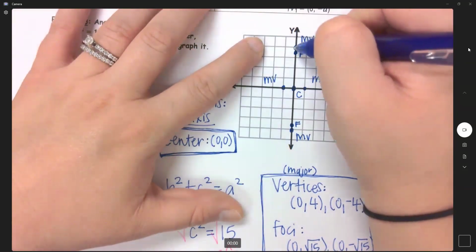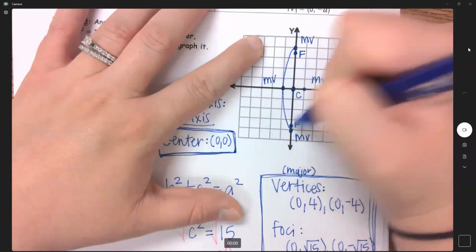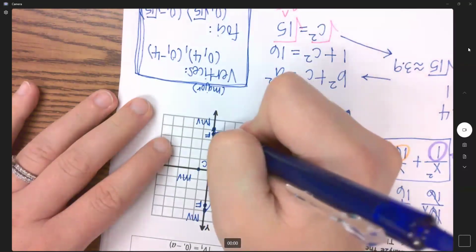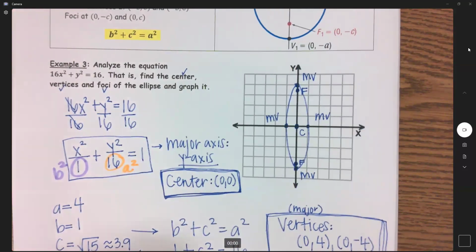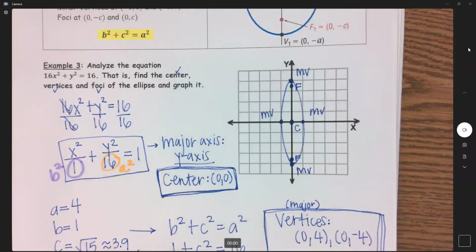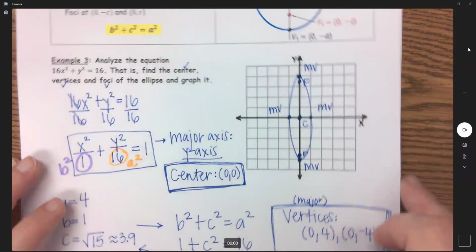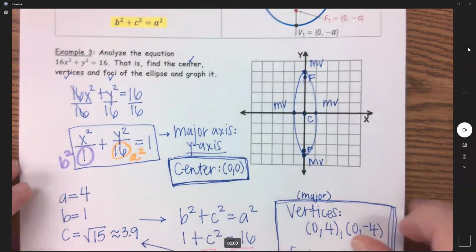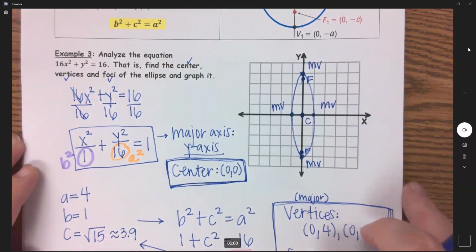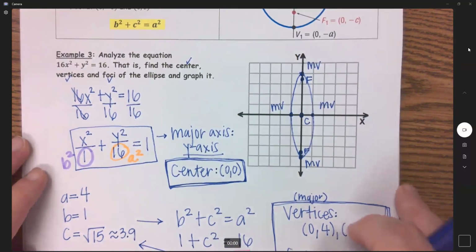And now connect your vertices together. And so there is my ellipse. Because these are so far apart, this is a very skinny ellipse. So let's try one more example of when my center is still at the origin.